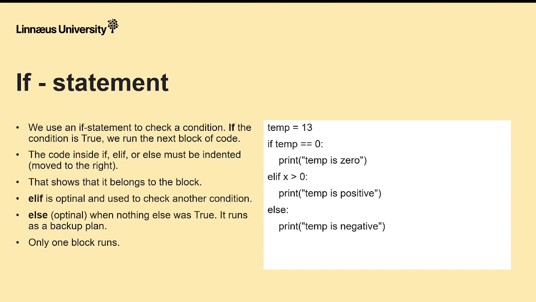Then we have the next row, elif, that means else if, and that's optional if we need it. And here is just something wrong here. I'll write x greater than 0, and x should be temp. And temp is bigger than 0, so in this case, if we write it correctly, it should print temp is positive.